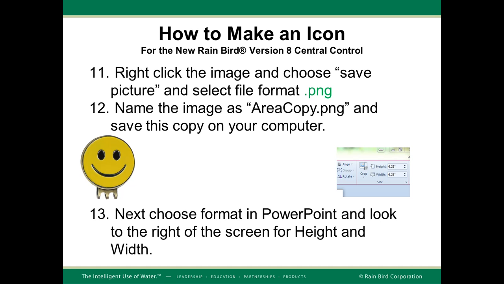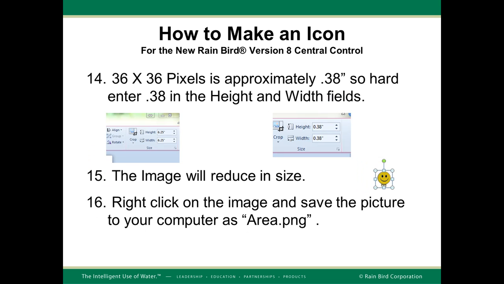We're now going to rescale the image to be correct for use in version 8 Central Control software. Recall that our image was 36 by 36 pixels, which is approximately 0.38 inches. So enter 0.38 for the height and the width fields if your image shape is square. If your image shape is rectangular, I recommend to adjust the width and keep the aspect ratio for the height. What you'll find is the image will reduce in size.